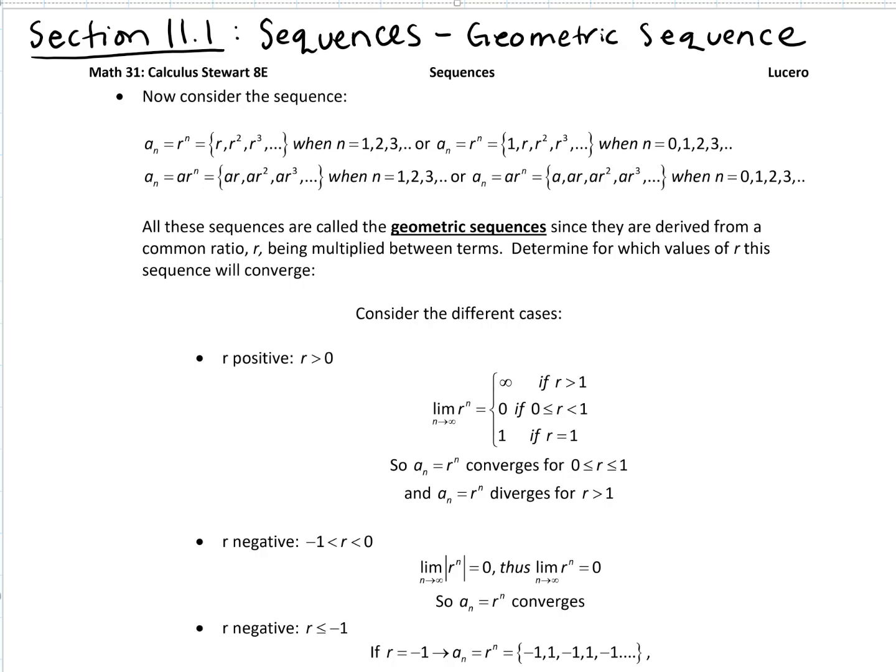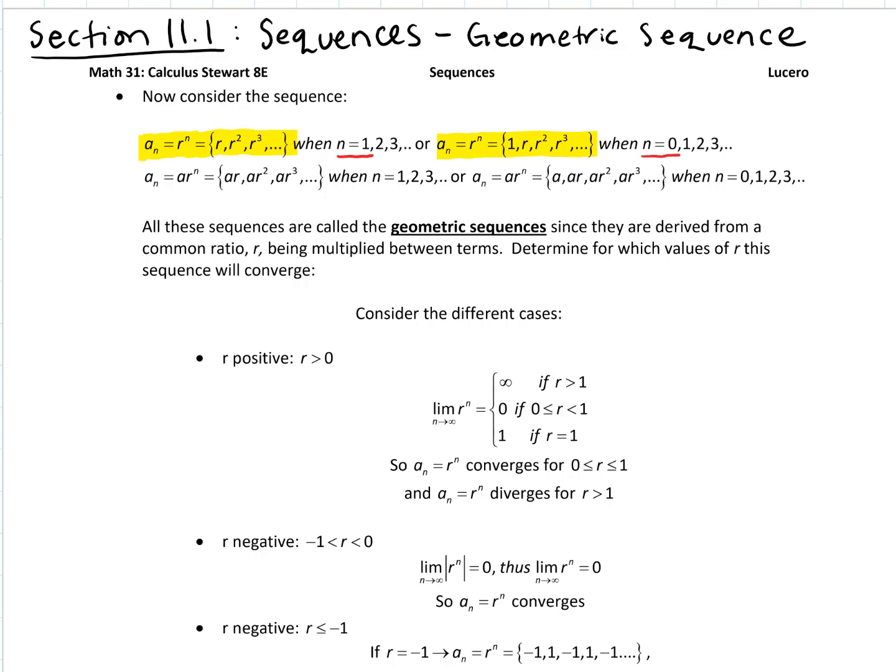So our geometric sequences can be expressed in a variety of ways. If we have just that common ratio, they can be expressed as just r to the n, and that would look like r squared, r cubed, but we could also have a term that starts at 1. So we could have 1, r, r squared, r cubed. So we could start the index at 1, or we could start the index at 0. Notice this one is starting at 1 and this one is starting at 0.